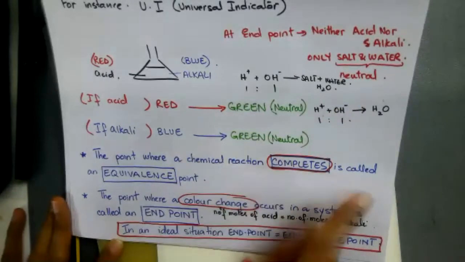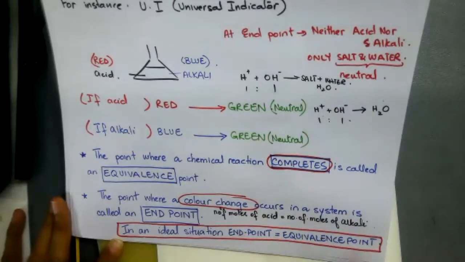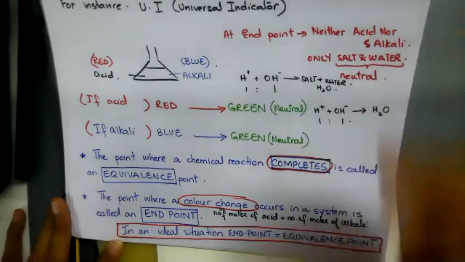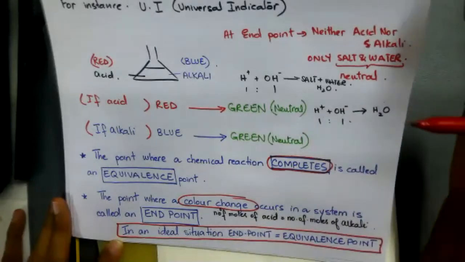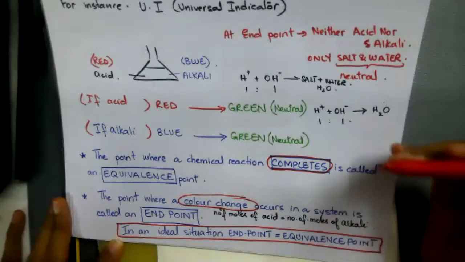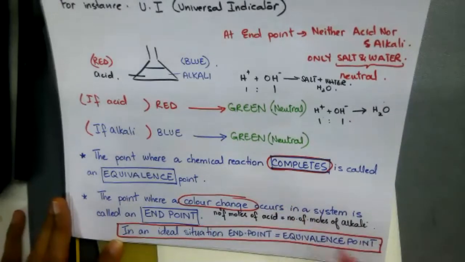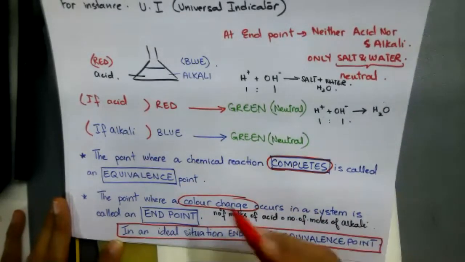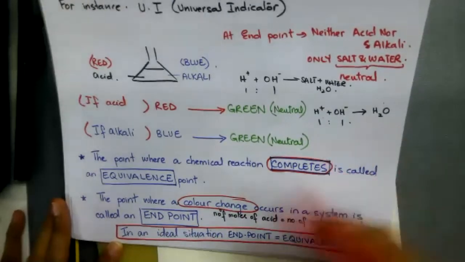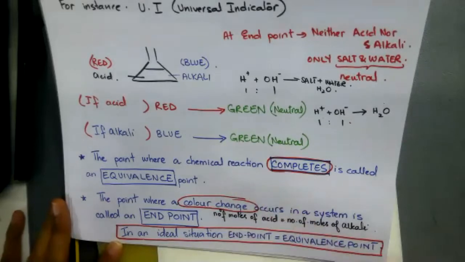But don't confuse yourself. Sometimes, if we're using an indicator which is not changing its color exactly at the point that we want it to, then in that situation the end point is not equal to the equivalence point. So we would have to change the indicator, or use some other indicator, in which case the end point should be equal to the equivalence point. So I hope this is clear.